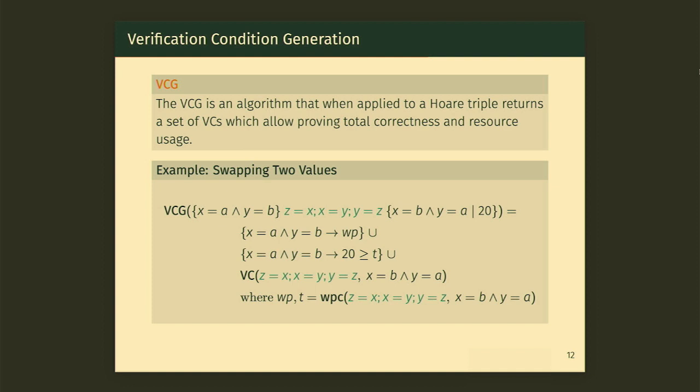In the case of our language, since it's very simple, the only statement that will generate extra conditions is the while loop, where we need to prove invariance and variance and the time of the body. And we also have a call for the WPC. So what is this function?